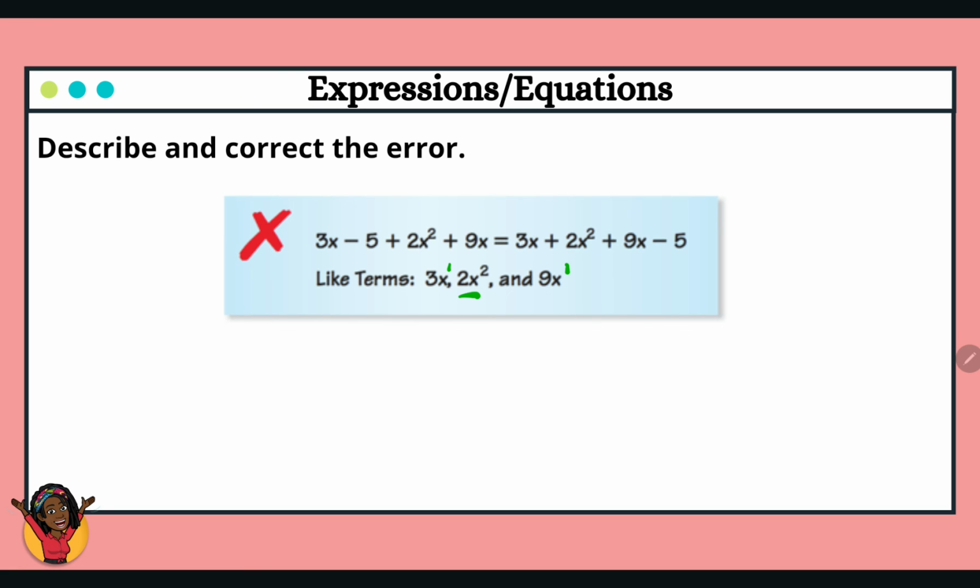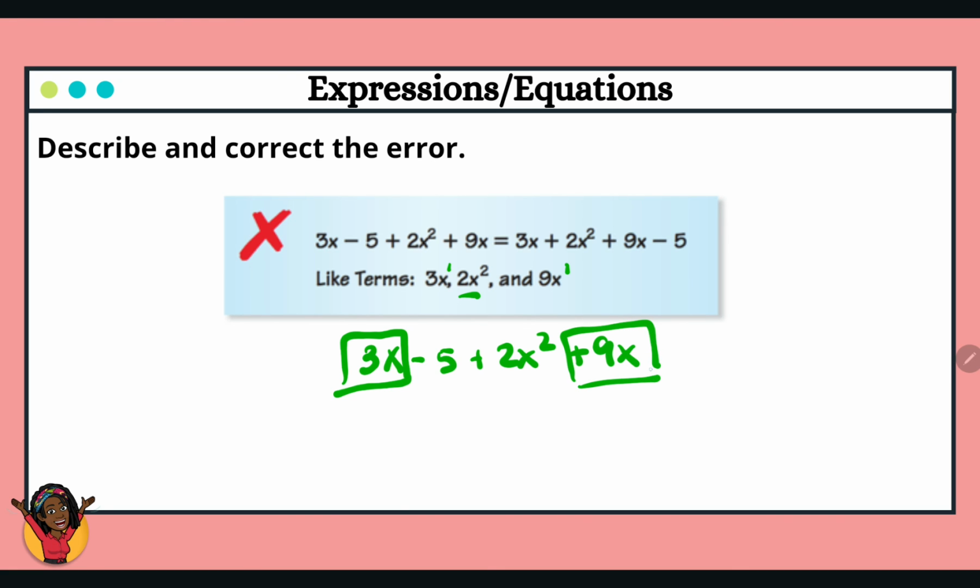Okay? If we wanted to go ahead and simplify this, I'm going to rewrite it: 3x minus 5 plus 2x squared plus 9x. Our like terms are positive 3x and positive 9x. So we can combine those. 3 plus 9 is 12x. And then I bring down what I have left.